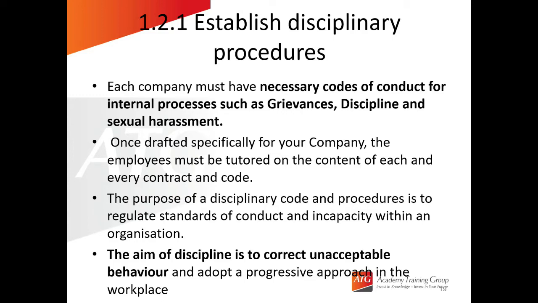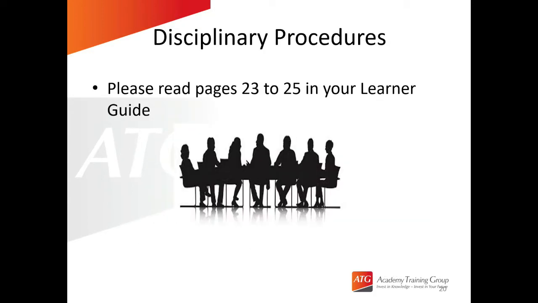Establishing disciplinary procedures. Each company must have the necessary codes of conduct for internal processes such as grievances, discipline, and sexual harassment. Once drafted specifically for your company, the employees must be tutored on each content and contract and code. The purpose of a disciplinary code and procedures is to regulate standards of conduct and incapacity within an organization. The aim of discipline is to correct unacceptable behavior and to adopt a progressive approach in the workplace. Please read pages 23 to 25 in your learner guide for further information regarding disciplinary procedures.